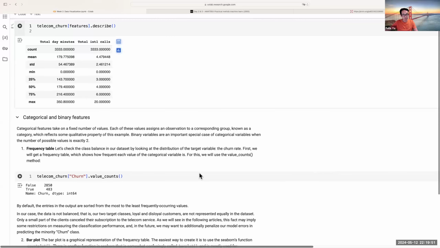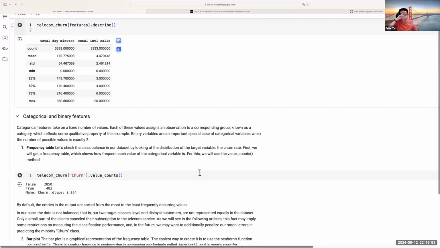And also, other than these numerical features, in a lot of cases you're going to encounter categorical and binary features. I want to remind you of this house sale data, where we talked about the type of houses: could be townhouse, single family, multifamily, and a bunch of other stuff. So basically, these are all categories. Categories take a fixed number of values.